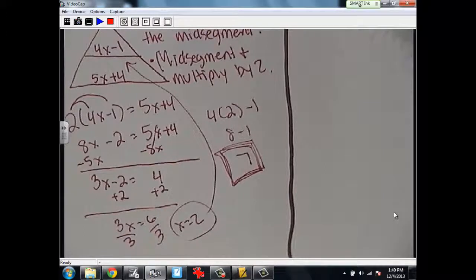How do we check and how do we know that we did it right? What if I plug 2 in here? What's 5 times 2? 10 plus 4 gives us 14. If this is 7 and that's 14, does that make sense? Is one twice as big as the other? Yeah. That is midsegments.